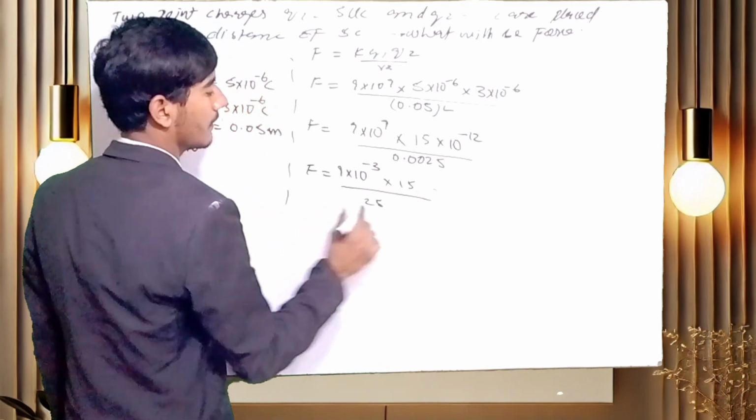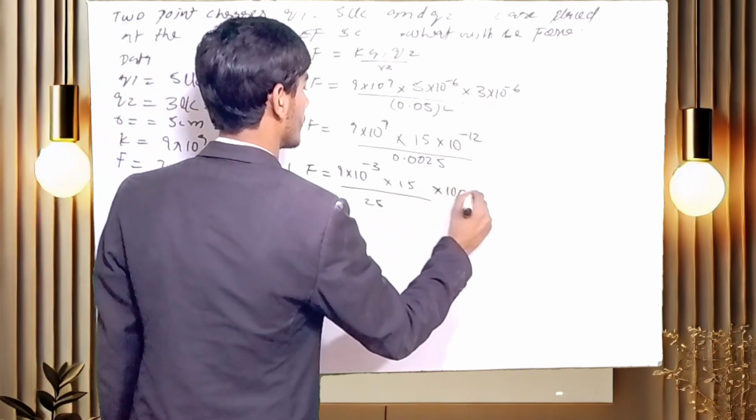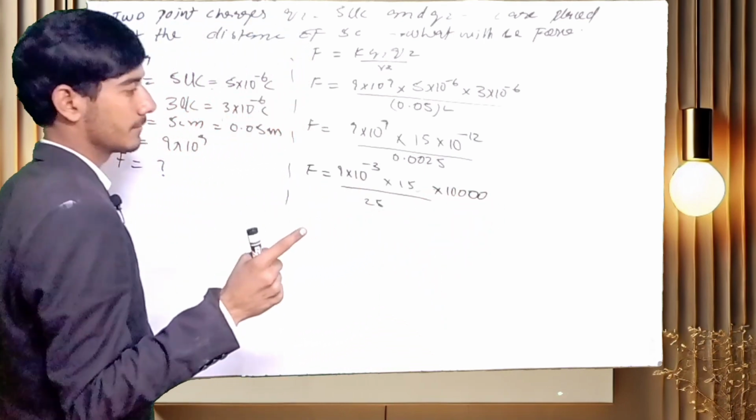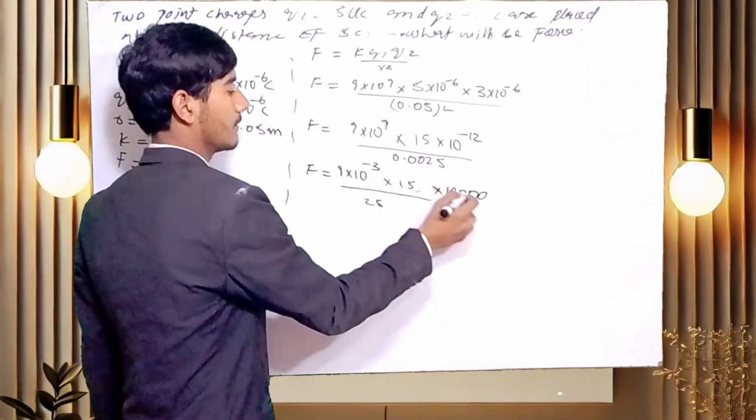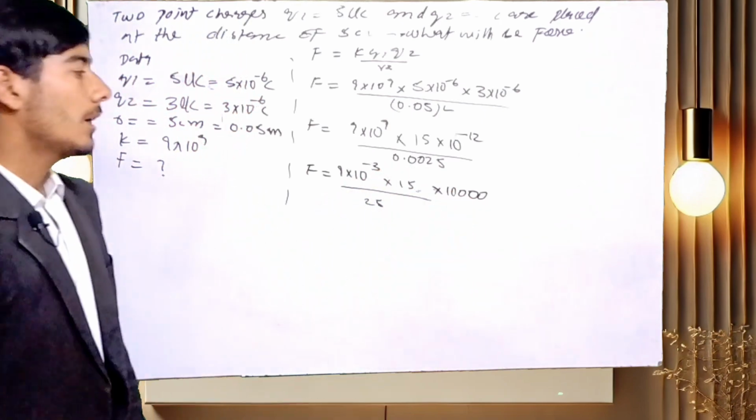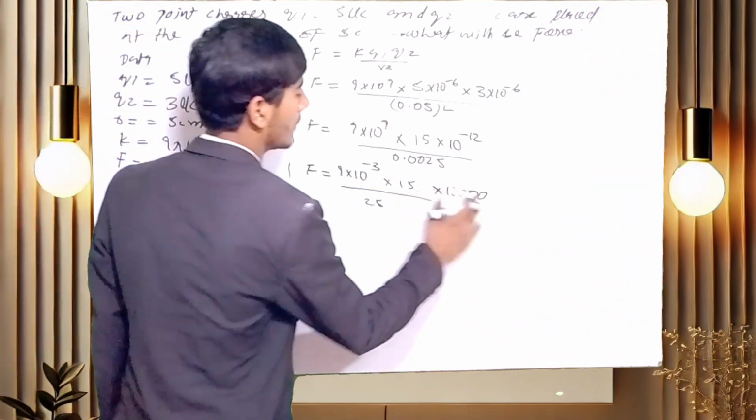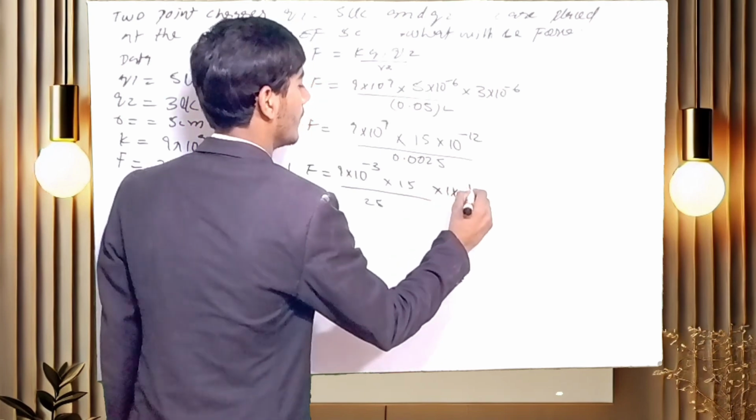It will be 10,000 because there are 4 digits, 1, 2, 3, 4. Now I am going to write this into the scientific notation, 1 into 10 power 4.